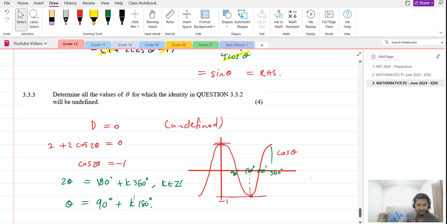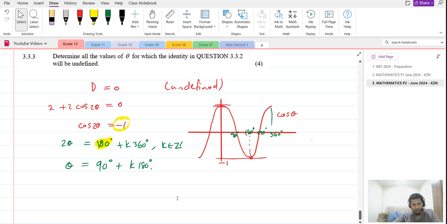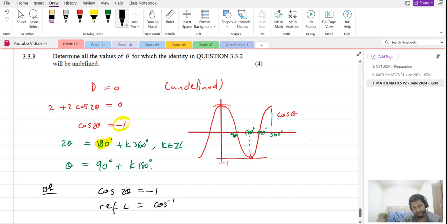I used the graph to find at which x value the function is at its minimum, giving me a value of -1. So I found 180. If you don't like working it out like this, you can use the second method, like normal trig equations. For -1, you can find the reference angle. The reference angle is cos inverse 1, not -1. Cos inverse 1 will give me 0.